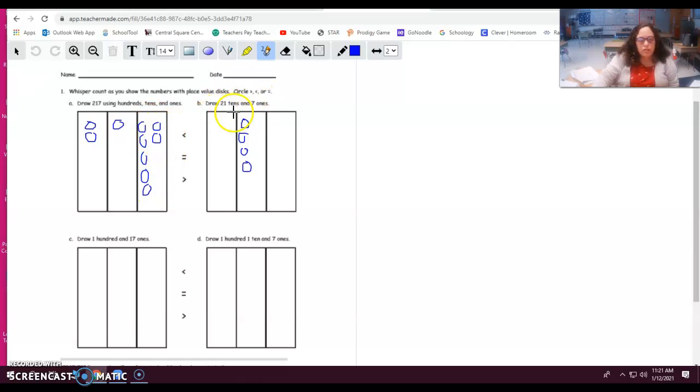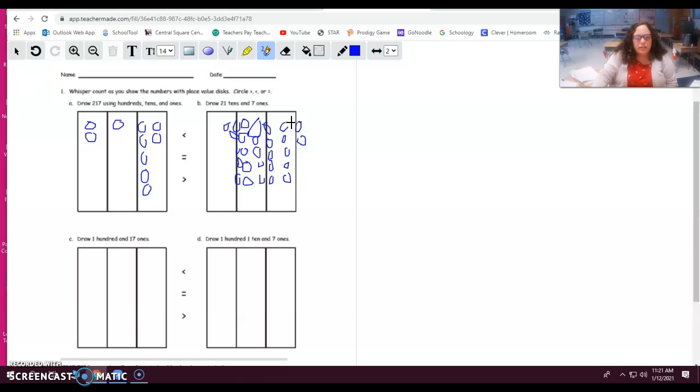And then this one says draw 21 tens and 7 ones. So there are already 4 here, so 5, 6, 7, 8, 9, 10. I'm going to move over here. 11, 12, 13, 14, 15, 16, 17, 18, 19, 20, 21, and then it says 7 ones. So 1, 2, 3, 4, 5, 6, 7.